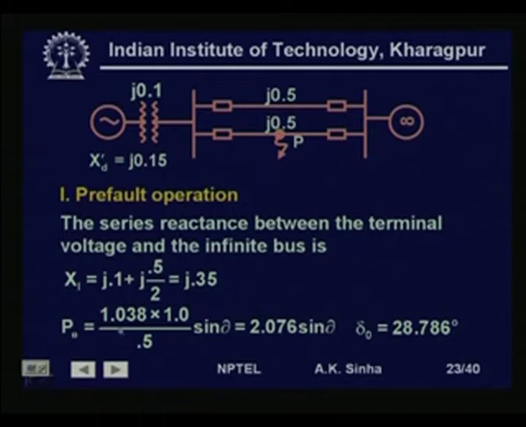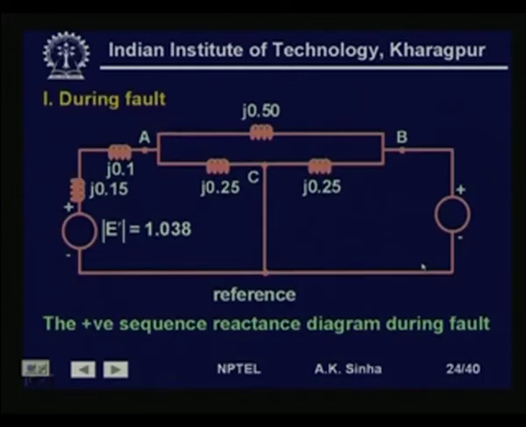and if we use this relationship, then P is equal to 1.038 into 1.0, and the total reactance that we will get here will be this 0.15 plus j0.1 with these 2 in parallel. So, that is going to be equal to 0.5. So, 1.038 into 1 divided by 0.5 into sin delta is equal to 2.076 sin delta. Now, since we have been given that the electrical power transferred is 1 per unit, using this as 1 per unit, we will get delta 0 as 28.786 degrees.